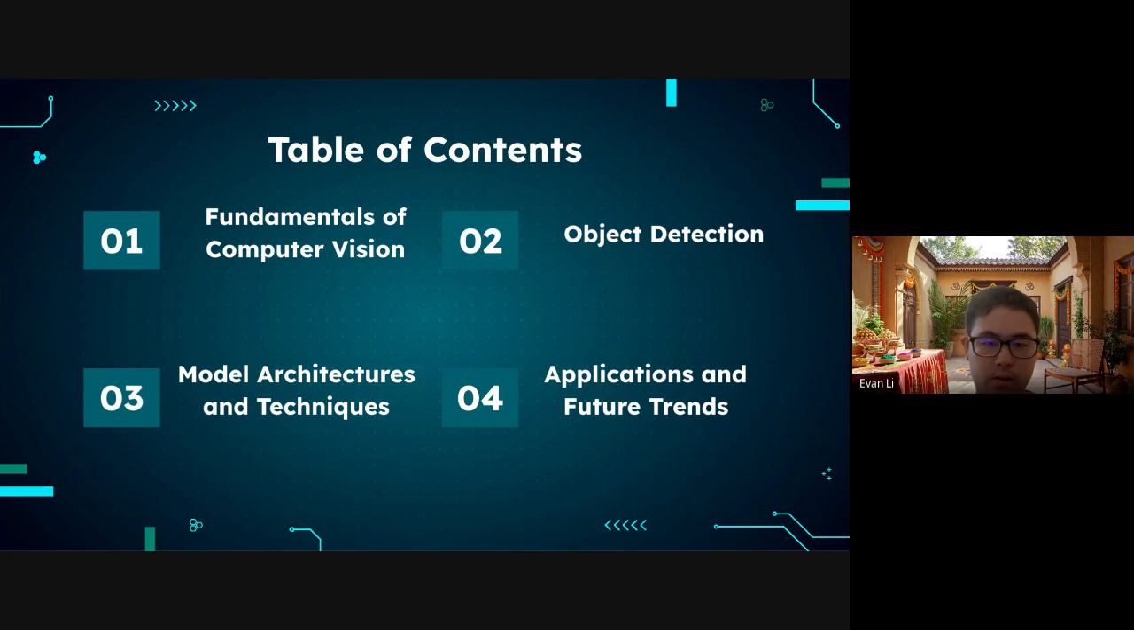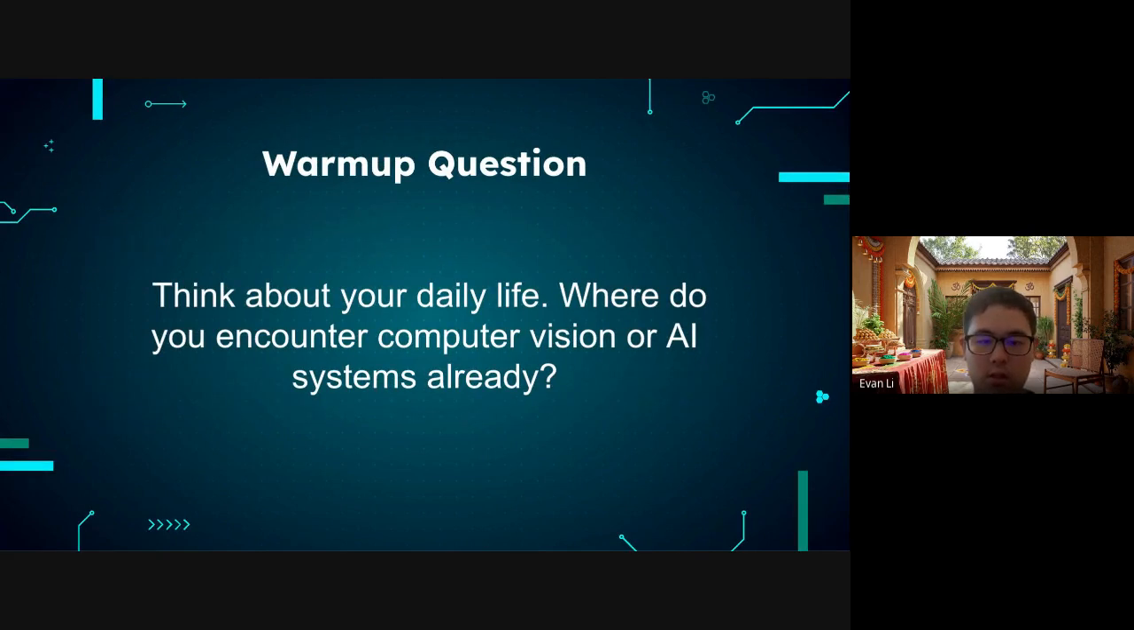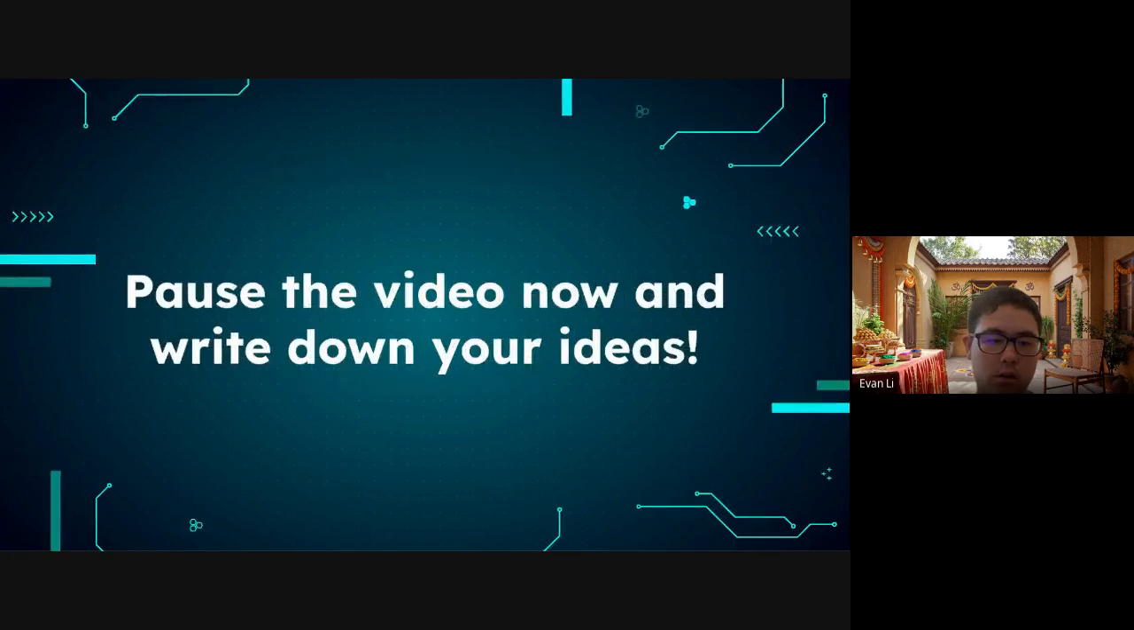First, we'll have a warm-up activity. So, think about your daily life. Where do you encounter computer vision or AI systems already? Think about all the technology you interact with, from your phones and computers to apps and even things you see in the real world. Consider how machines might be seeing and interpreting the world around you. Take a moment to pause and reflect. Where do you encounter computer vision or AI systems already? Go ahead and pause the video right now to write down some ideas, and we'll talk about them in a moment.